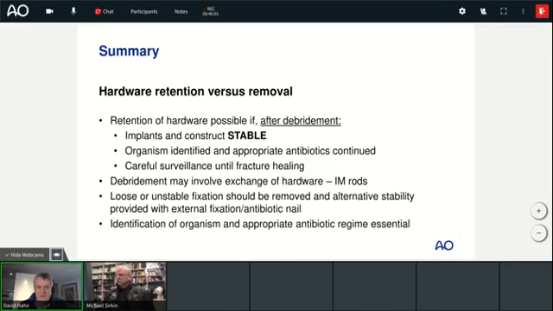Debridement may involve exchange of hardware, especially the IM rods, and all loose and unstable fixations should be removed at your initial debridement, and you switch to an alternative stability, usually with external fixation or antibiotic nails. And once again, identification of the organism and appropriate antibiotic regime is essential.